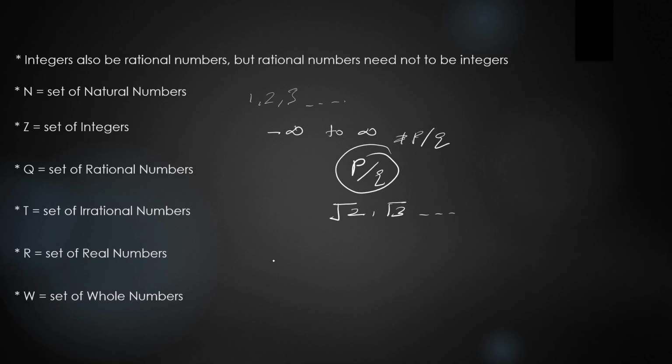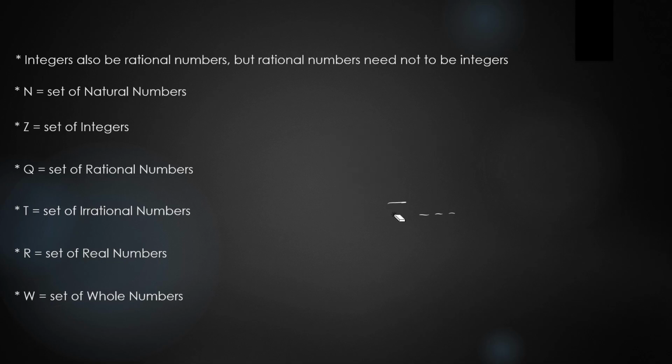And W is for the set of whole numbers. So what is the set of whole numbers? If we add 0 to the natural numbers, then it will be the set of whole numbers. That means it will start from 0, 1, 2, 3, and so on. So these are all the set of whole numbers. So shall we go to examples? What examples do we have?